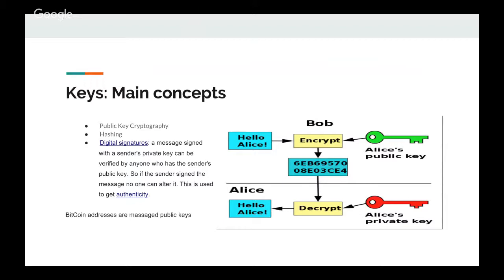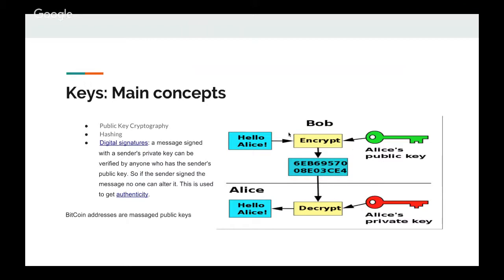There are a few cryptographic techniques that get used heavily in Bitcoin, and the most important of them is public key cryptography, which is explained in this picture. In simple terms, every participant has a public key and a private key. The private key is something that I keep with myself, but the public key is something that everyone knows. My public key, I can distribute it to everyone.